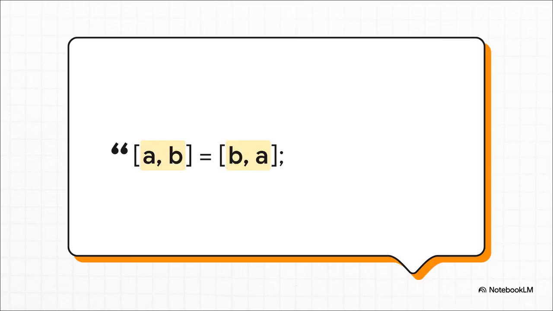And there it is, the magic trick. It's so cool. On the right side, we're creating a new temporary array with the variables in reverse order, B, A. Then on the left side, we use array destructuring to immediately unpack those values right back into our original A and B variables. One line, no temp variable, just pure elegance.